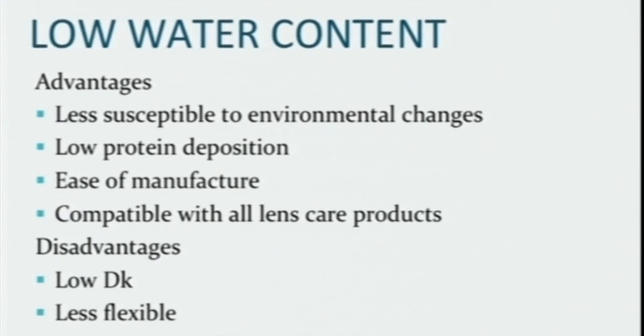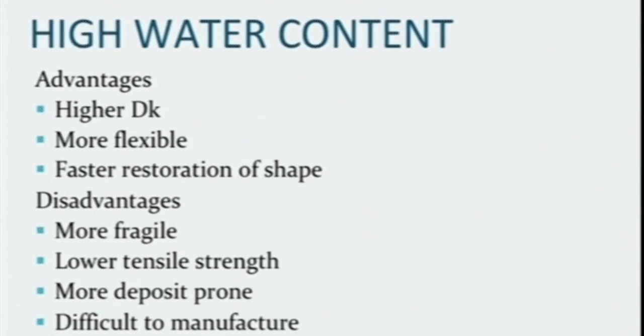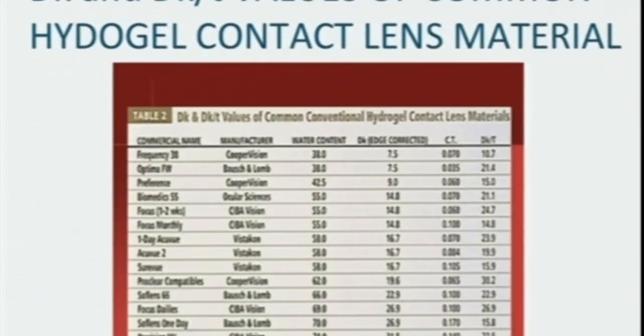And some idea about the low water content and the high water content contact lenses. The advantages of low water content: it is less susceptible to the environmental changes, it has low protein deposition, and it's easy to manufacture. The disadvantage is a low Dk value. High water content has a high Dk value, it's more flexible and has faster restoration of shape, but the disadvantages are that it is fragile, has lower tensile strength and is more deposit prone.